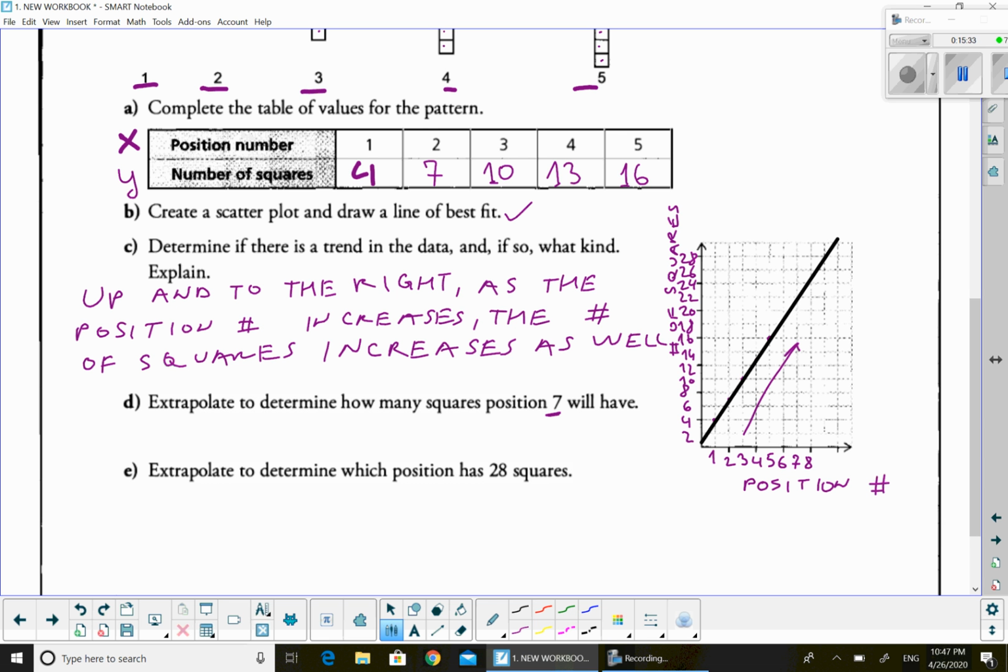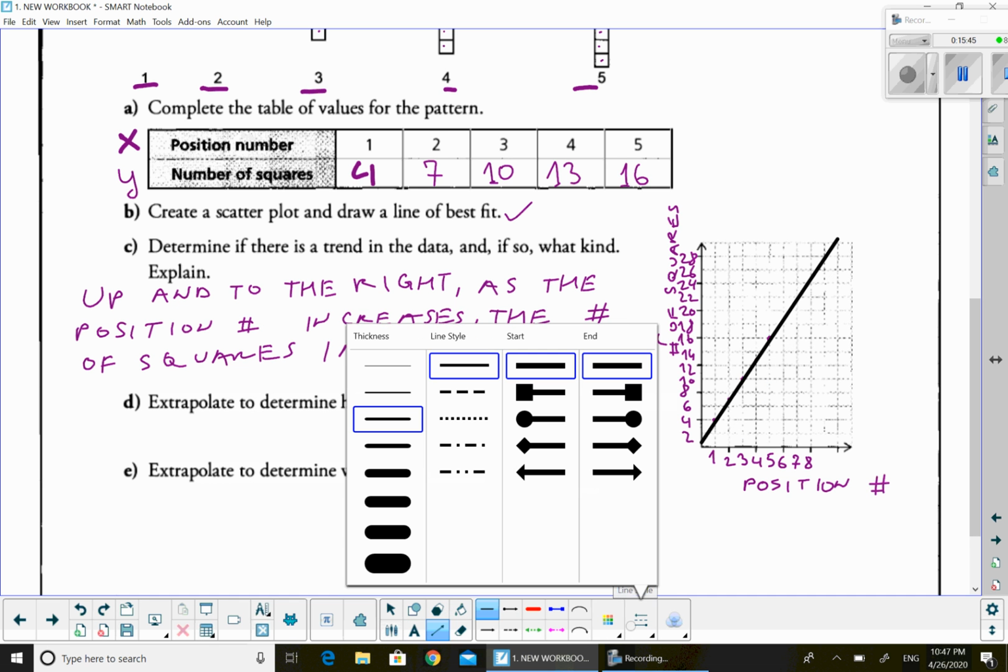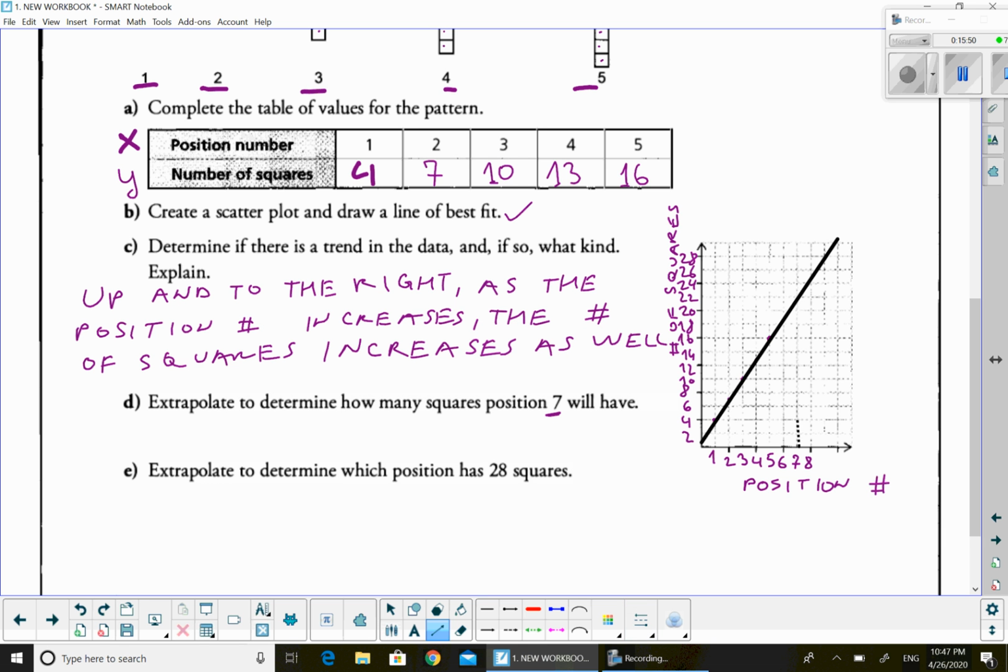Then the part D says extrapolate to determine how many squares are position 7. So that's kind of what we were preparing for in terms of our graph. So you take your ruler. I'm going to use a dotted line. Start at 7. Going to go up vertically here and over. There we go. It looks like 22. So how many squares? There will be 22 squares.